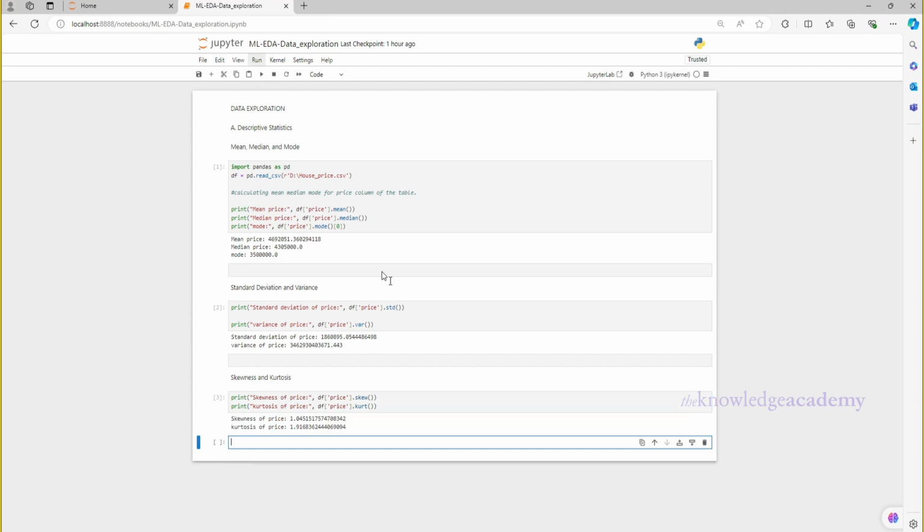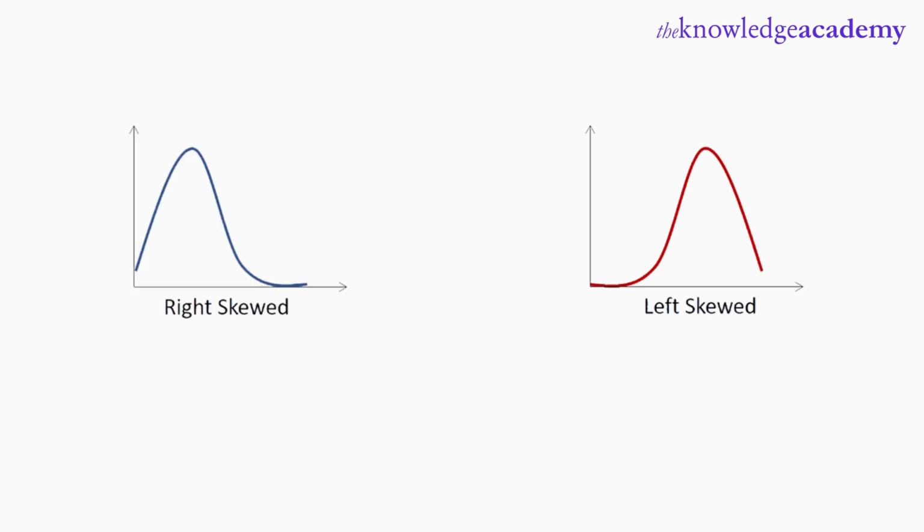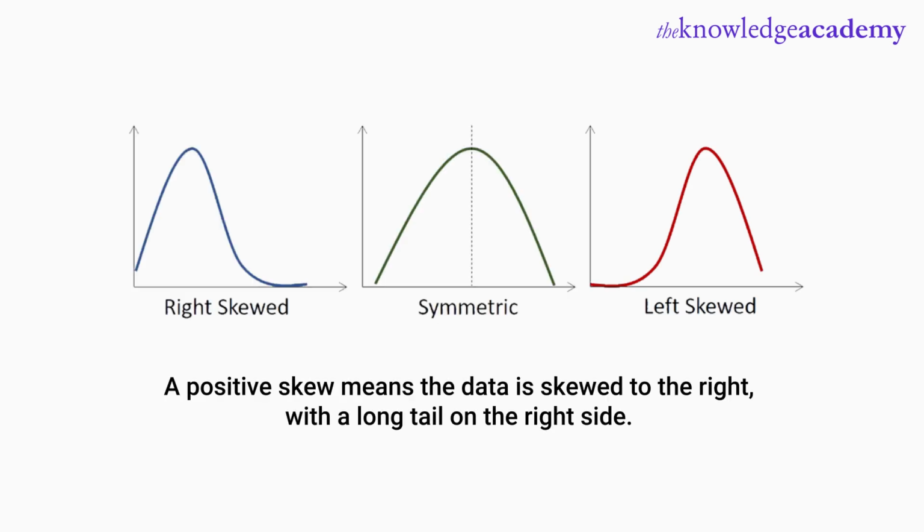In this example, we calculated the skewness and kurtosis of the house prices. Skewness indicates if our data is skewed to the left or right. A positive skew means the data is skewed to the right, with a long tail on the right side.